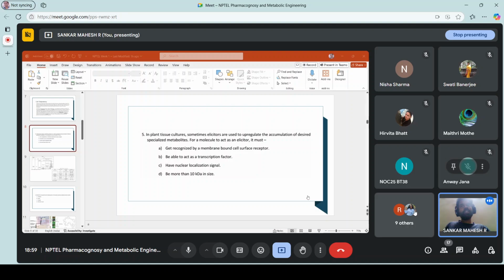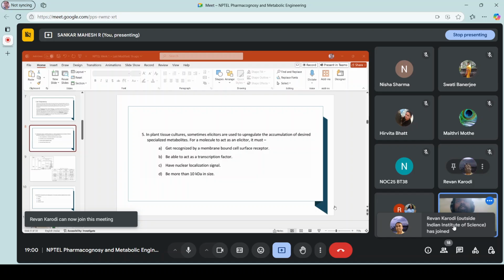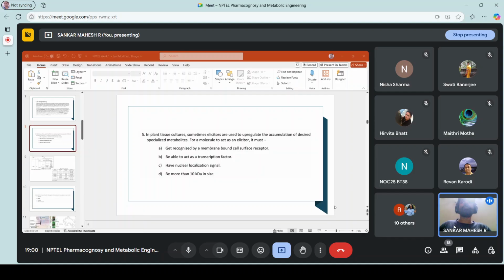So what an elicitor should be capable of doing is binding to specific receptors, and the receptors will then transduce this binding as a conformational change and pass this information throughout the cell. Once this information is passed down, a genetic signal goes such that upregulation of specialized metabolites is passed on. Then these enzymes are synthesized and the specialized metabolites in the pathway are created. So for a molecule to act as an elicitor, the only requirement is that it should be able to bind to a specific receptor. Was that clear?